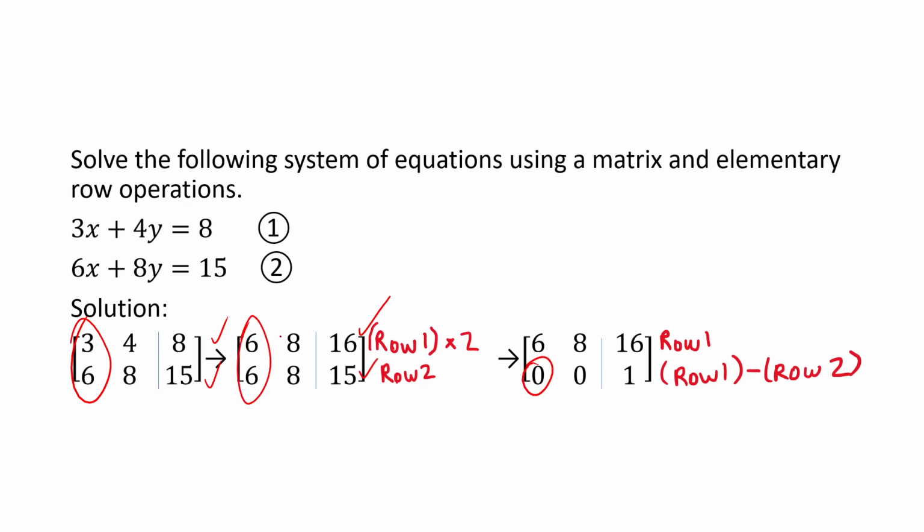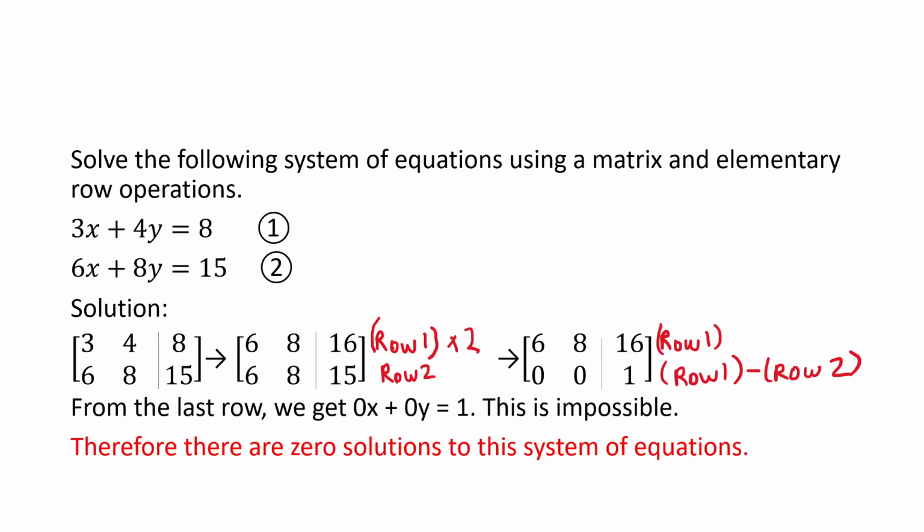But since we subtracted 6 minus 6, we also have to subtract 8 minus 8, which will also be 0. And then subtract 16 minus 15, which will be 1. Now look at that bottom row. That bottom row represents 0x plus 0y equals 1.